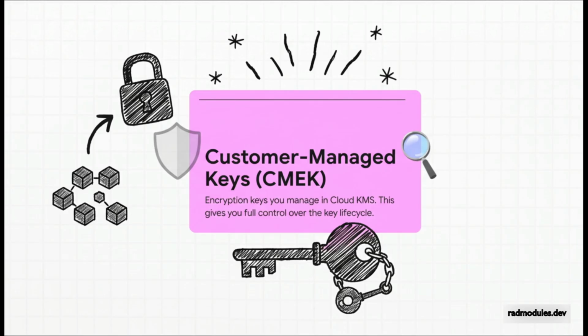That's where customer-managed encryption keys, or CMEK, come in. It means you control the encryption key in Cloud KMS. If you want to cut off all access to the data, you can just disable or destroy the key. It gives you the ultimate control.